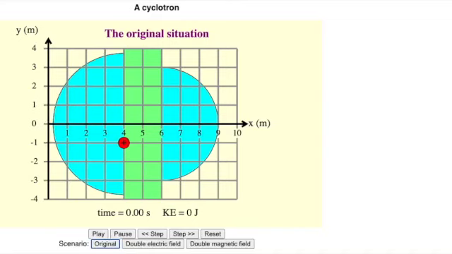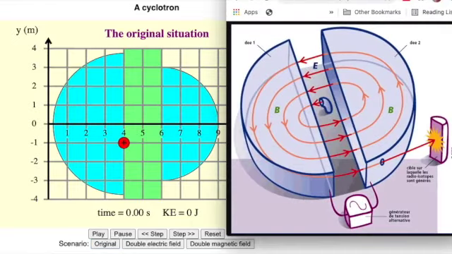Today I am going to explain a simulation which explains the working of a cyclotron. First let me explain what a cyclotron is. A cyclotron is a machine which is used to accelerate a charged particle to high energies. So I am repeating, a cyclotron is a machine which is used to accelerate charged particles to high energies.